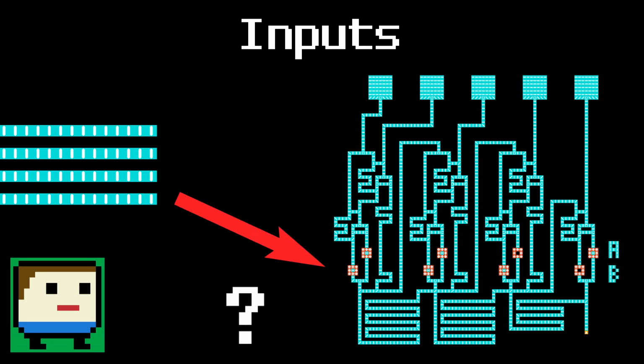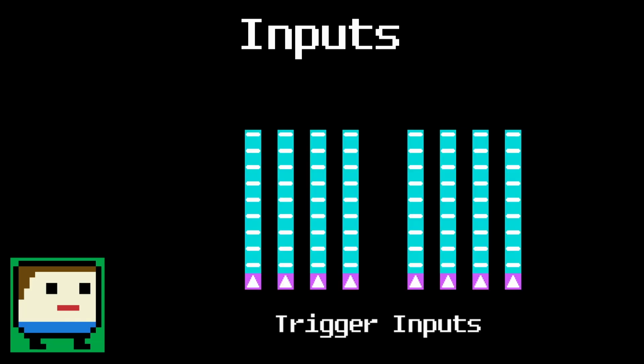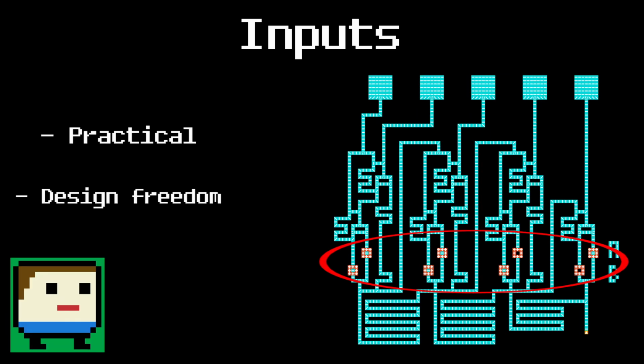We need inputs that involve knocking over lines of dominoes, not placing them. Let's modify our inputs so that we can click on triggers to knock over the lines and set the appropriate bits. Not only is this more practical, but it also gives us a lot more freedom to organize the circuit. We no longer need each input to be right underneath its respective full adder.